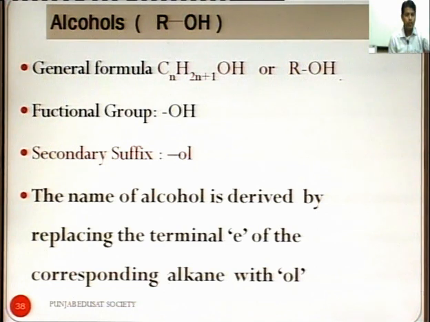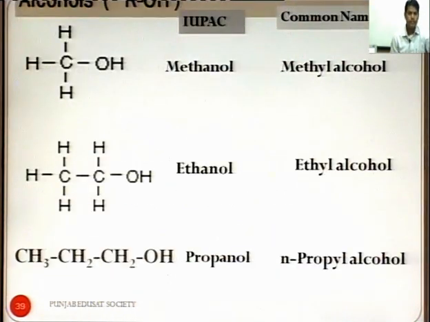ROH is the general formula of alcohol, and OH is the functional group of alcohol, that is the hydroxy group. The secondary suffix is -ol. The name of an alcohol is derived by replacing the terminal e of the corresponding alkane with -ol, that is e is omitted and -ol is added. The first member is methanol. So, in the corresponding methane, if the H is omitted and OH is added, the name is methanol. IUPAC name is methanol and the common name is methyl alcohol.